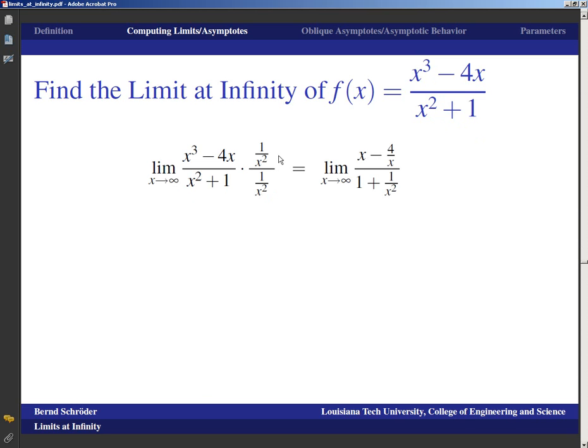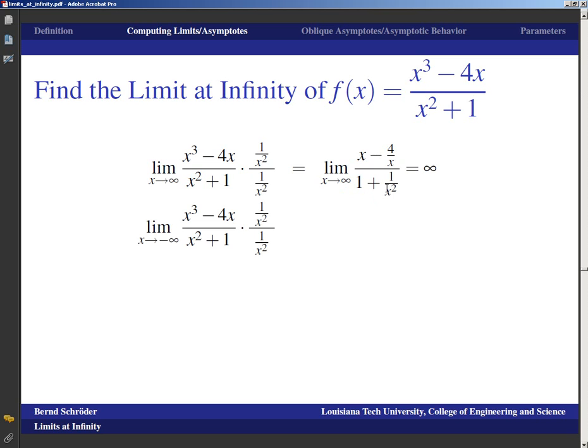That gives us the limit of x, which is x cubed over x squared, minus 4 over x, which is 4x over x squared, divided by x squared over x squared, which is 1, plus 1 over x squared. And if we work that out, we get infinity, because as x goes to infinity, 4 over x goes to 0, the denominator goes to 1, and infinity over 1 is infinity.